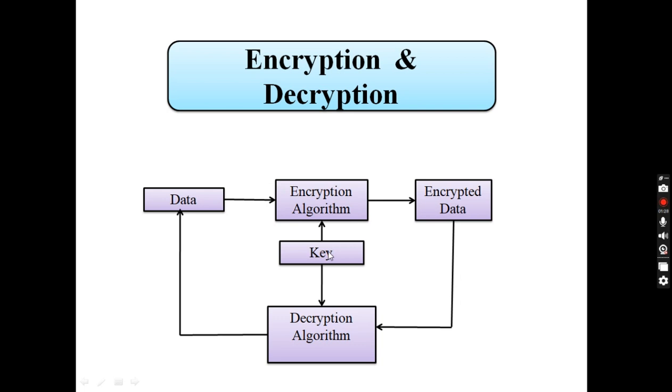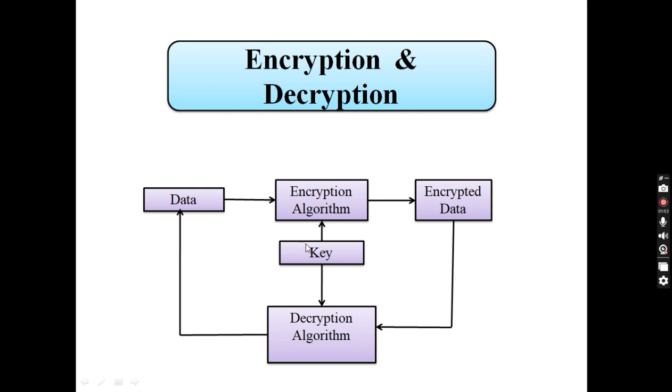So here we'll be having this key. The transmitter and the receiver both will have the key. So the transmitter will use this key to convert the readable data into an unreadable data, whereas the receiver will use this key to convert the unreadable data back into the readable data. So once we give the data to the encryption algorithm, the data will be encrypted. This encrypted data will be given to a receiver. The receiver will receive the encrypted data.